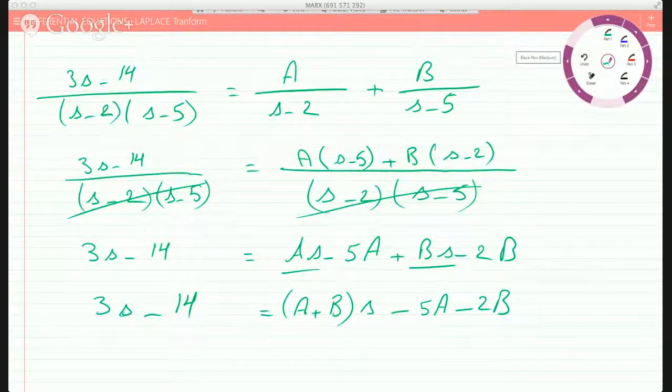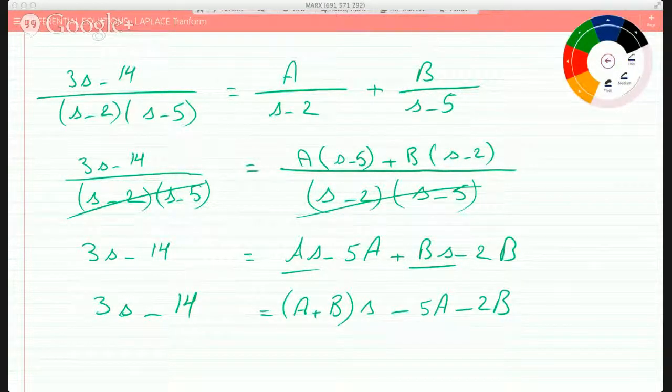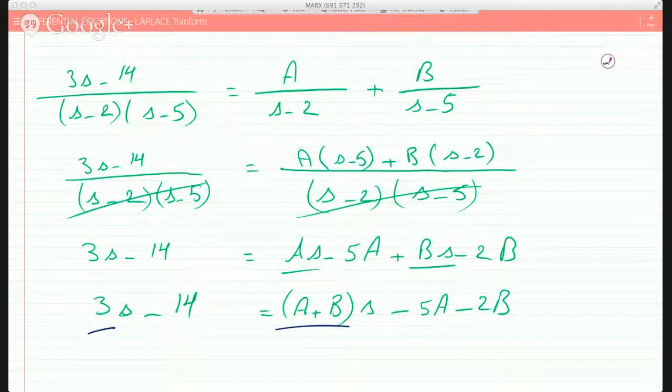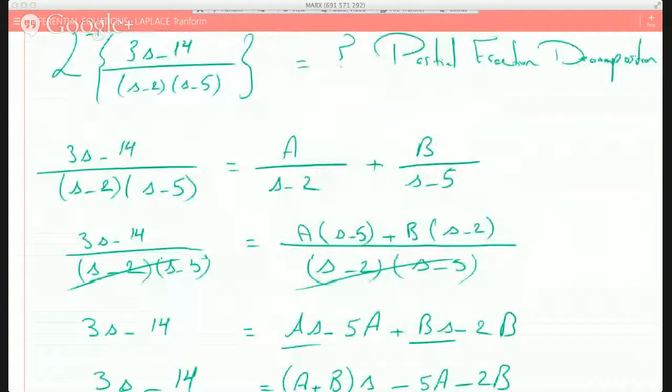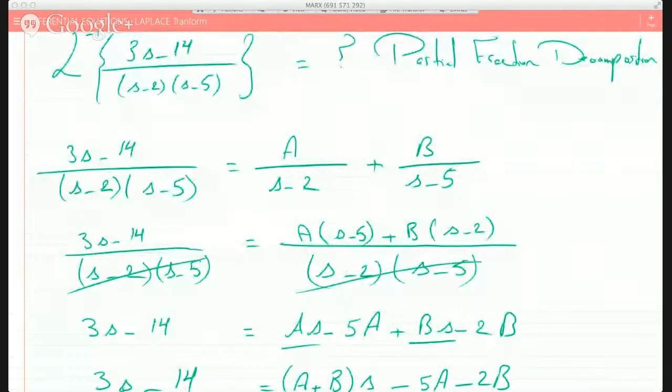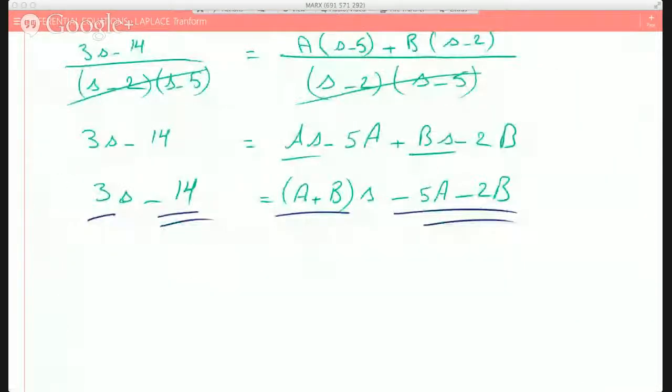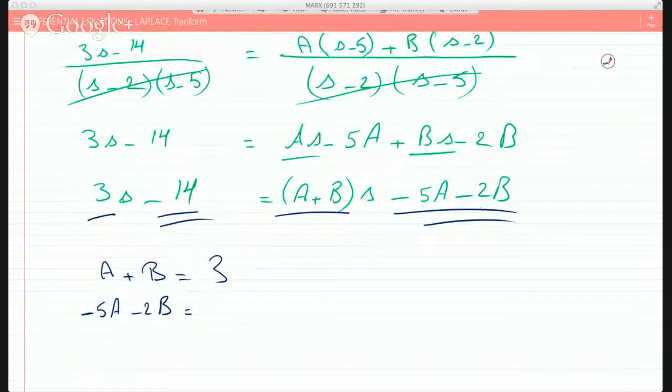Now, the only way these two polynomials could be the same, if you know what's coming here, is if the coefficient of the s equals the coefficient of the s, and the constant equals the constant. So this gets me two equations and two unknowns, because I'm after the A and the B. So I can do a partial fraction decomposition to take the inverse Laplace of each one. That means A + B has to equal 3, and -5A - 2B equals -14. Okay, high school algebra, two equations, two unknowns.